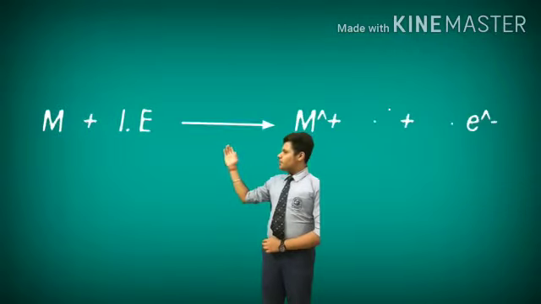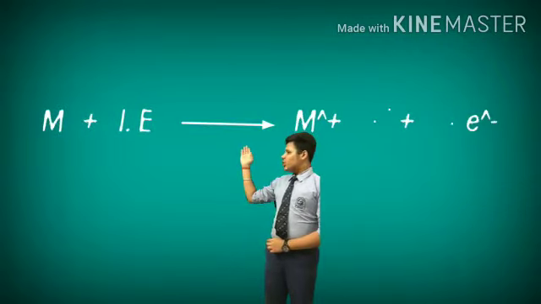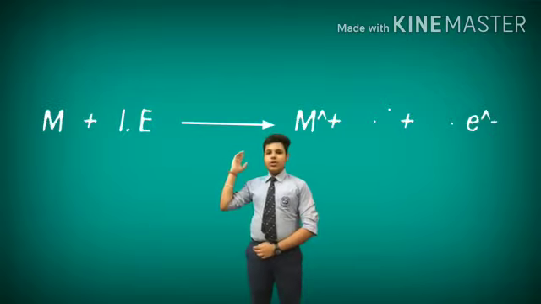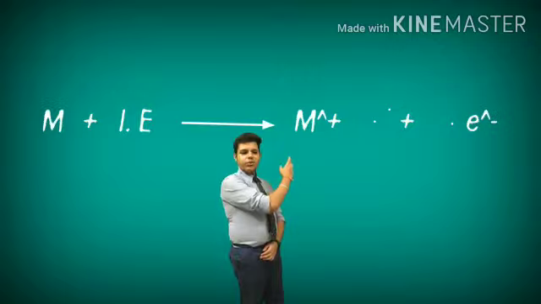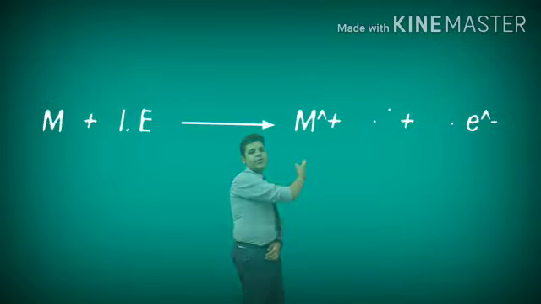M is an atom that is provided ionization energy, which helps to remove the electron from M. When the electron is removed, we are left with M positive.